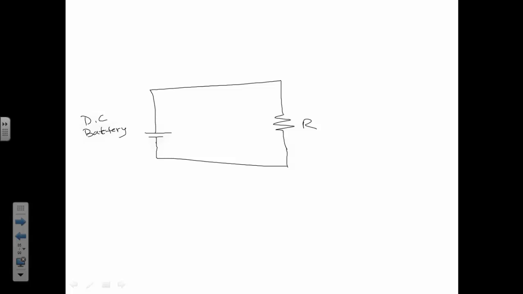I have a question. All right. All batteries are DC, by the way. And let's just say that we're at 9 volts.